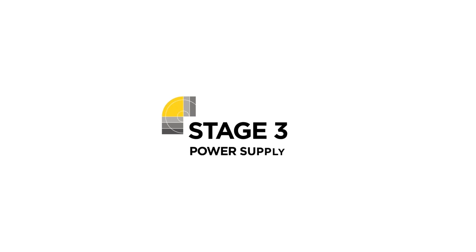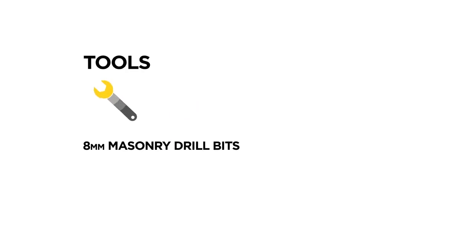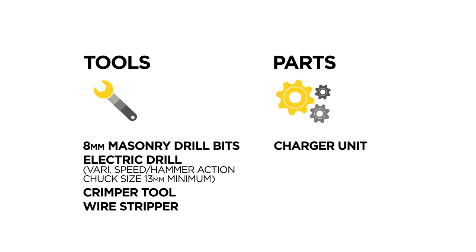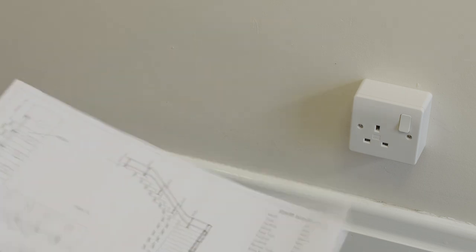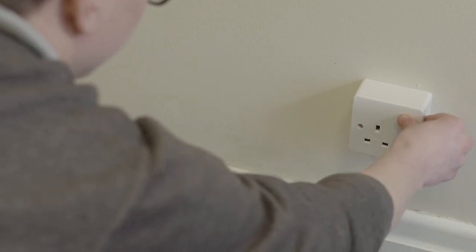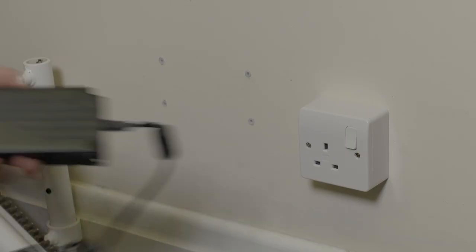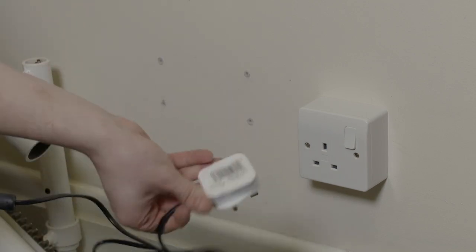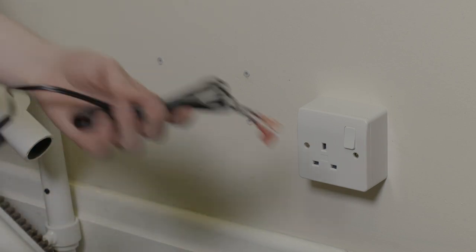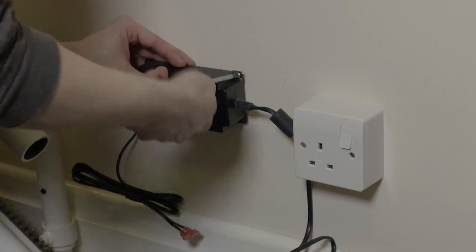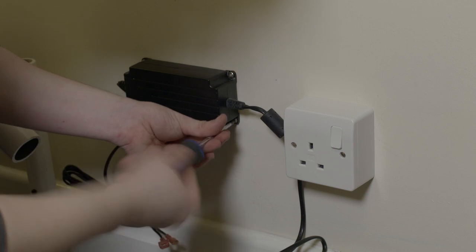Stage 3. Power supply. Firstly, determine the most suitable location for the charger unit next to the power supply. Pre-drill the holes to fix the charging unit to the wall, taking care the unit is level. Leave sufficient length on the power output to enable easy connection to the rail charge points. The power supply unit should not be plugged into the mains until the rail charge points have been connected.